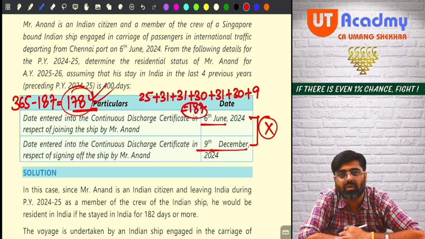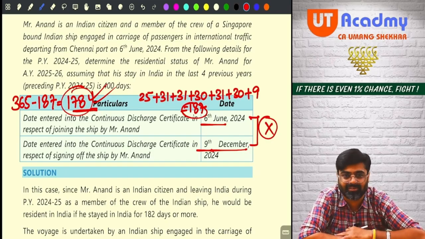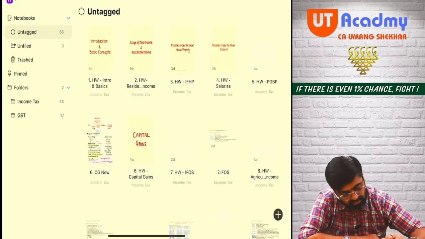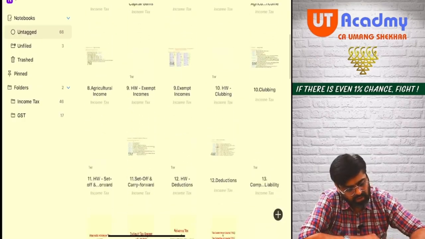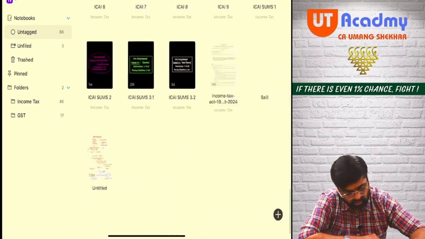Easy, no? But how to present this? Now let's see how to present this. No need to write. I'll share this with you today. Don't worry.